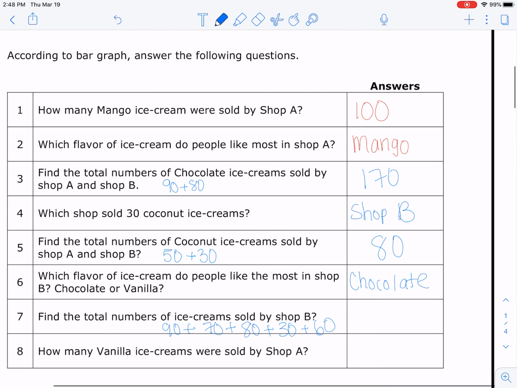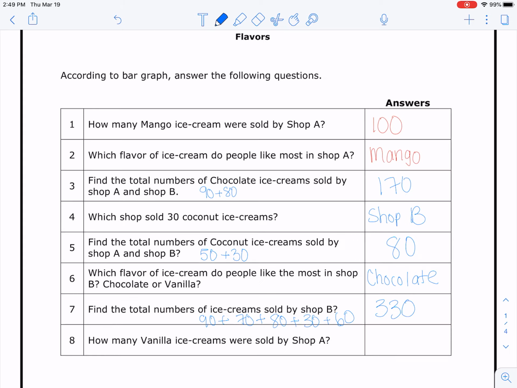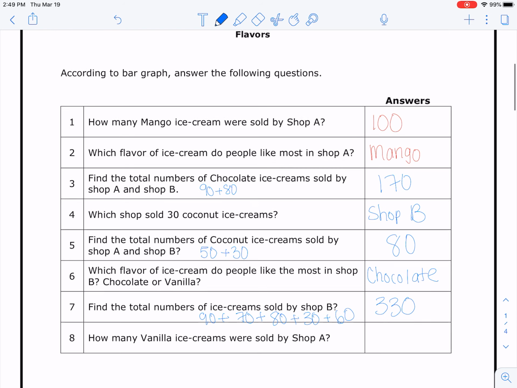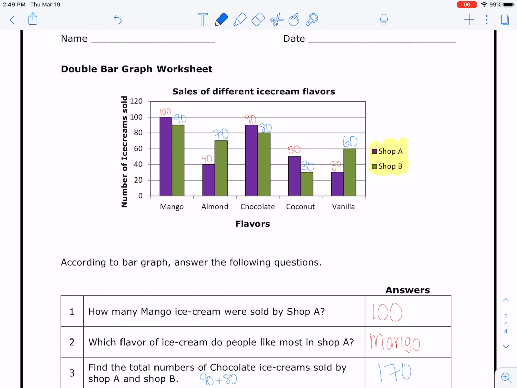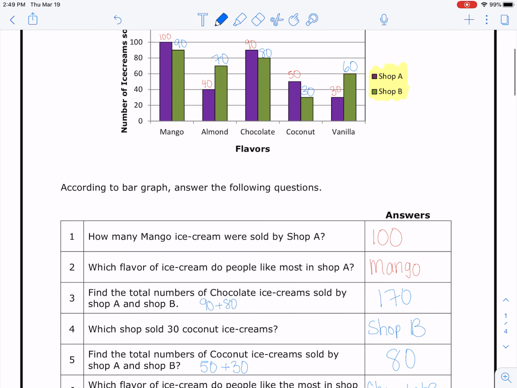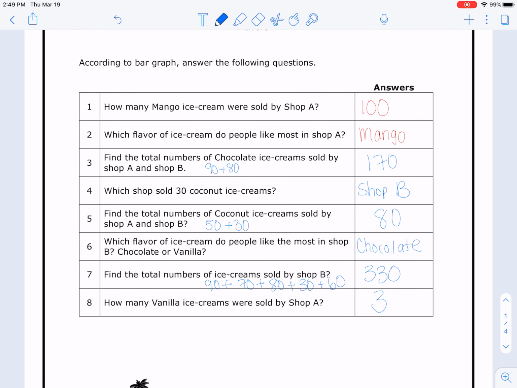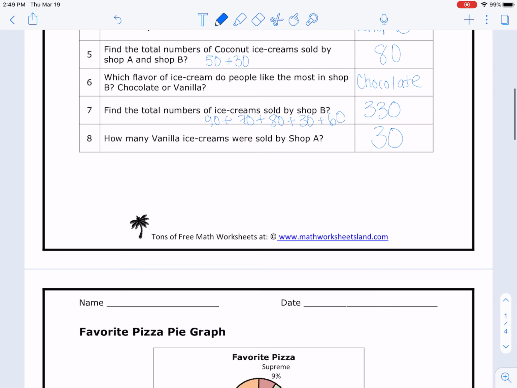So if you just add them all up together, we know that 90 plus 70 is 160. 160 plus 80 is 240. 240 plus 30 is 270. 270 plus 60 is 330 total people who bought ice cream at shop B. Number 8, how many vanilla ice creams were sold by shop A? So we know that vanilla, there were 30 people that we already wrote previously, so we're going to just write 30. And that concludes bar graphs practice.